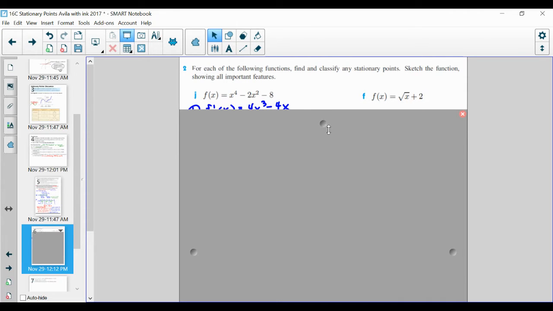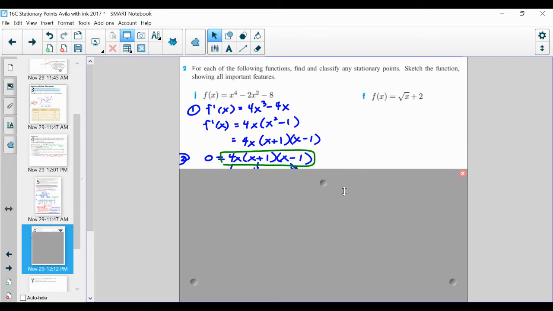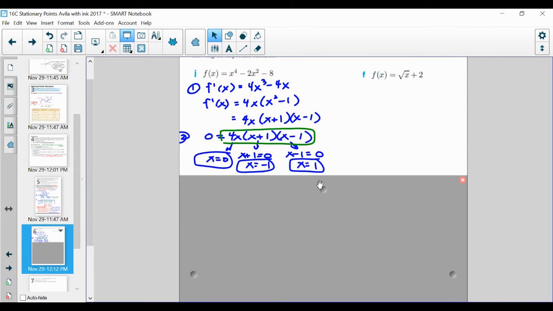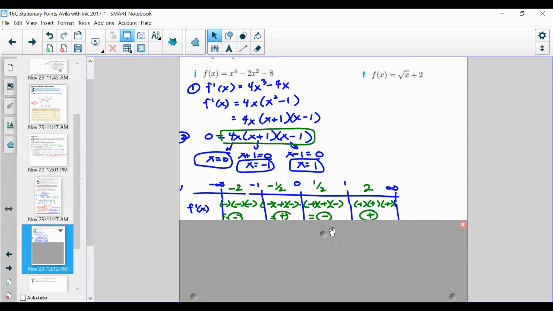So remember, our first step is always to take the derivative, set it equal to 0, and solve for x. Our derivative here is 4x cubed minus 4x. I'm going to factor it, and I notice there's a difference of squares, so I'm going to factor that. When I set it equal to 0, I can see that either x must be 0, -1, or 1 to make this entire function equal to 0. So now I'm going to draw my sign diagram.